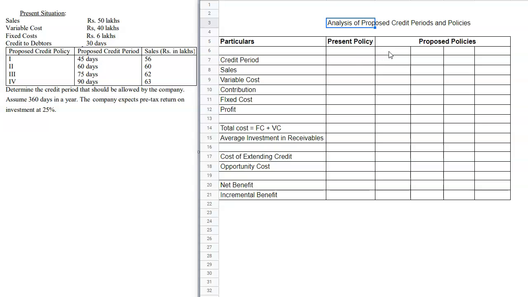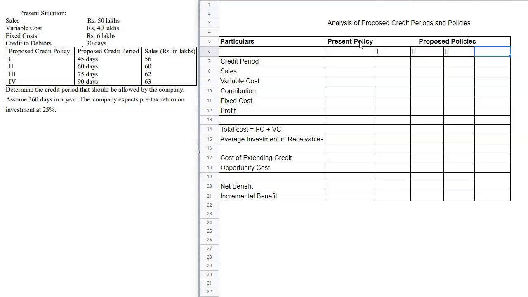Okay, so we have proposed policies 1, 2, 3, and 4, and we have data given to us which we're simply going to fill up. As far as the present policy is concerned, the sales is 50 lakhs. Why am I writing sales first? Because that's the first number I see here. Sales is 50 lakhs, so we go ahead and put down 50 lakhs.